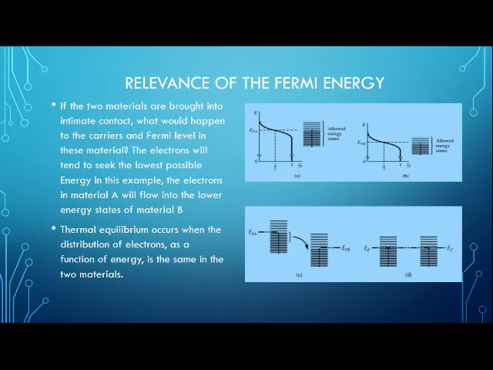Relevance of the Fermi energy. If two materials are brought into intimate contact, what would happen to the carriers and the Fermi level in these materials? The electrons will tend to seek the lowest possible energy. In this example, the electrons in material A will flow to the states of material B until thermal equilibrium occurs.